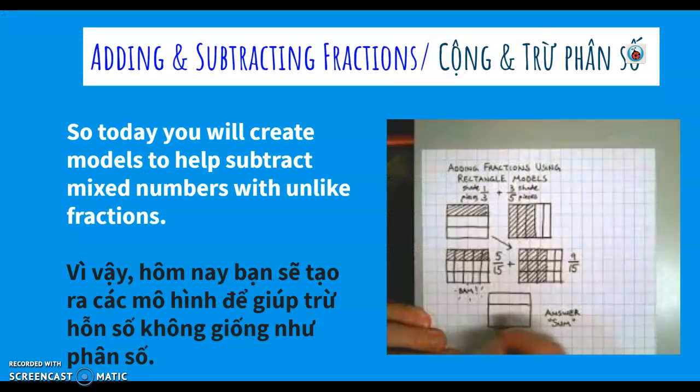So today, you would create models to help you subtract mixed numbers with unlike fractions. And be careful to look and make sure if you're able to simplify or find an equivalent fraction with smaller numbers that you are simplifying.